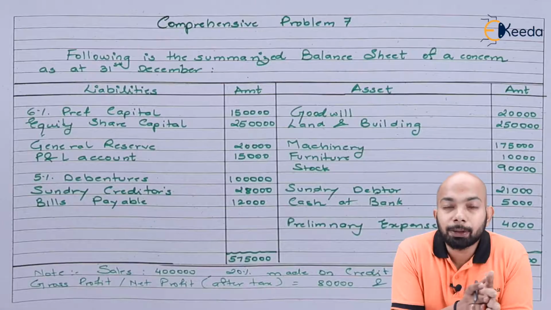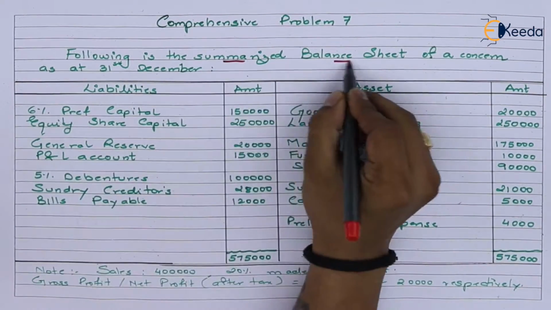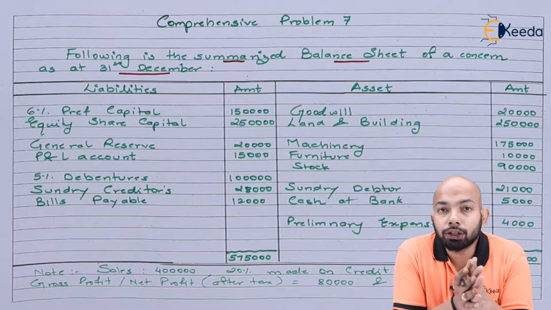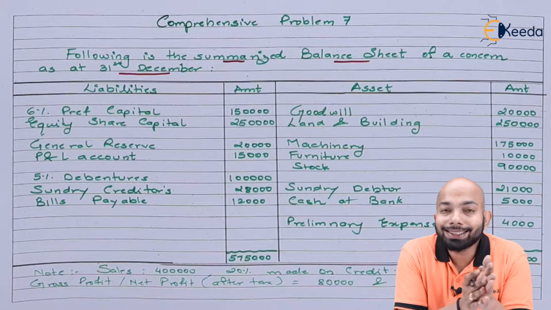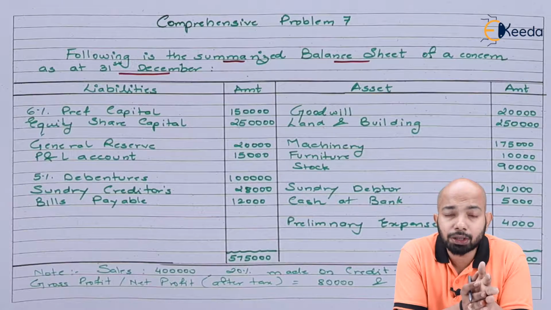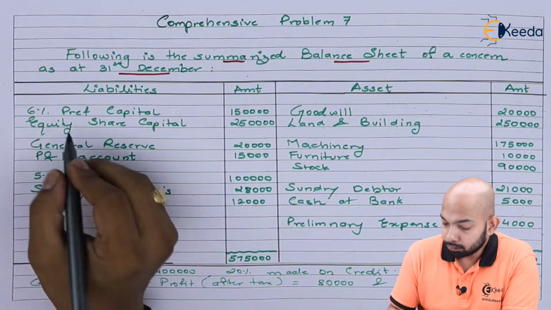So the illustration has been mentioned down here. Let's read it out for you. There is a summarized balance sheet of a concern for 31st of December, and it states the liability and the asset side together with certain more information related to it. Let's read out the liability side first.